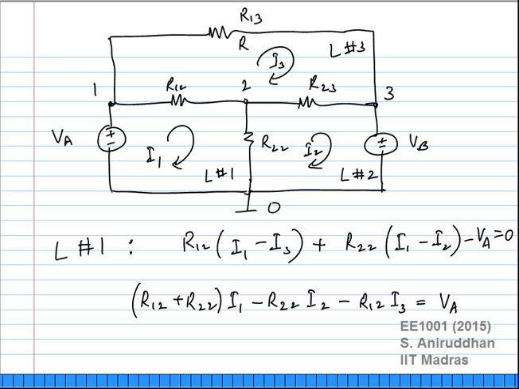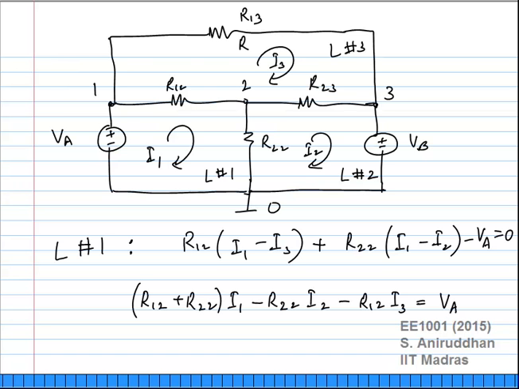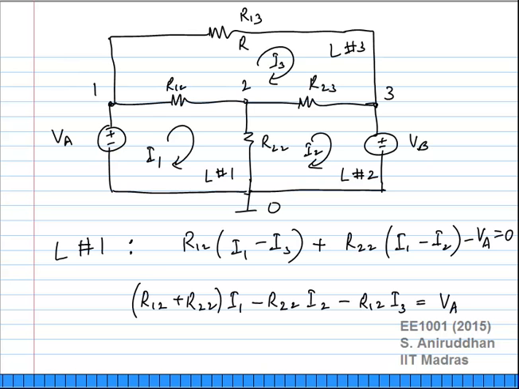So for loop number 2, let's say I start from 2 and go around the mesh clockwise. So I have R23 times I2 minus I3, plus VB, plus R22 times I2 minus I1.